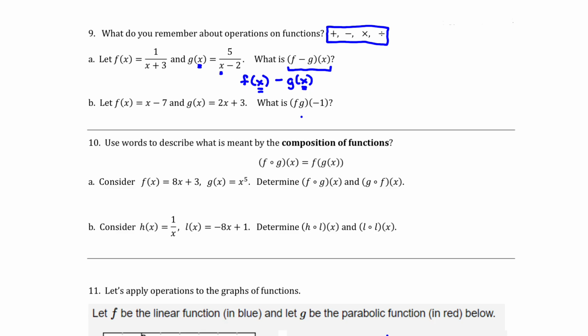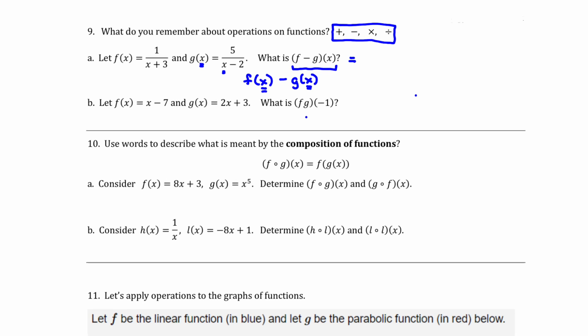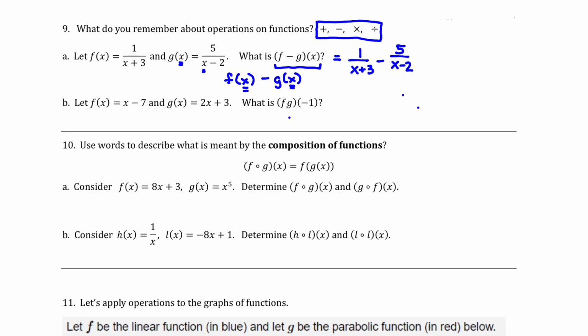So to get f minus g of x, really all you have to do is take f of x, which is your first function, 1 over x plus 3, minus g of x, which is 5 over x minus 2. Now, ideally, we want to be able to put these together, right? Combine like terms and all kinds of good stuff like that. So ideally, we want to get a common denominator. And so that means I'm going to multiply both of these quantities to get a common denominator.